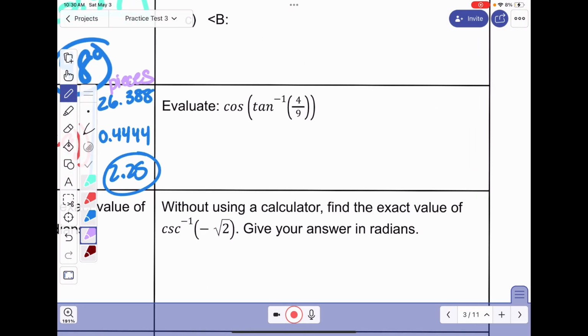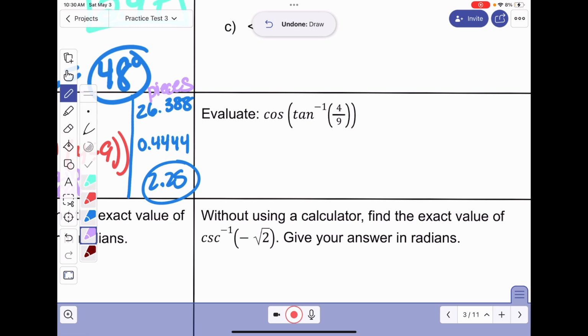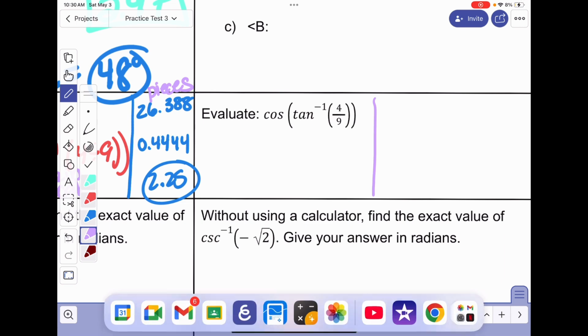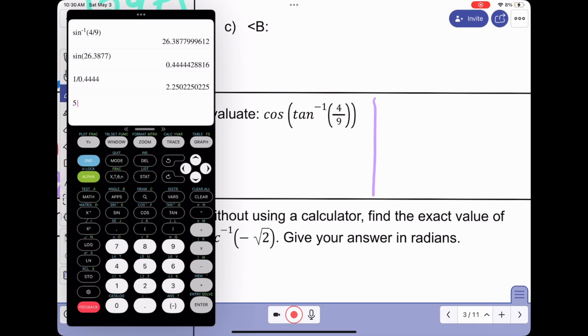If we look at this one, cosine and tan are not reciprocals and they're not inverses. So we can't do the first way. So we can either just type it in the calculator or we can do it in pieces. So let's start with just typing it. Cosine and then second tan, 4 divided by 9, gives us 0.914.